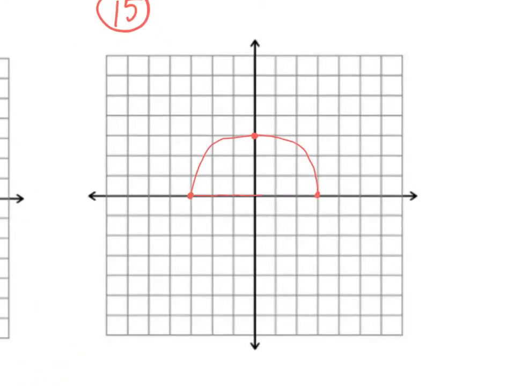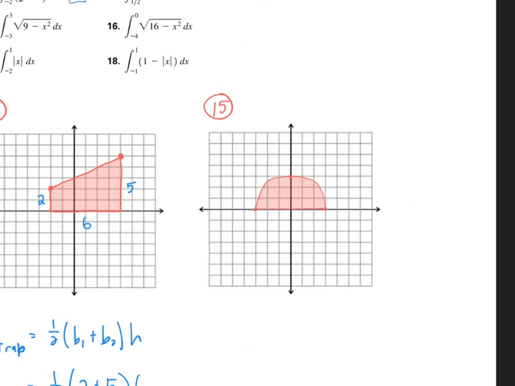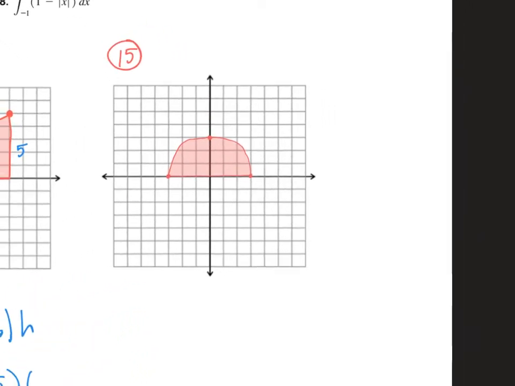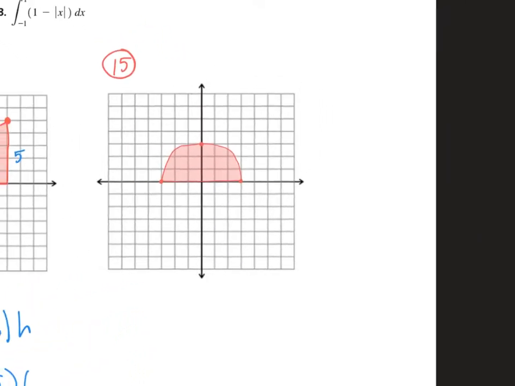So we're trying to find the area of this semicircle here. All right, this is definitely unnecessary. So the area of a semicircle is pi r squared divided by 2.